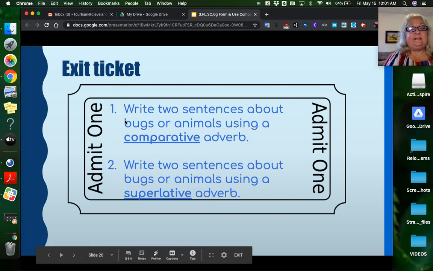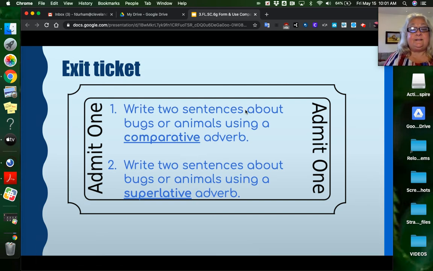For your exit ticket, the first thing I'd like for you to do is write 2 sentences about bugs or animals using a comparative adverb. And then write 2 more sentences about bugs or animals using a superlative adverb.